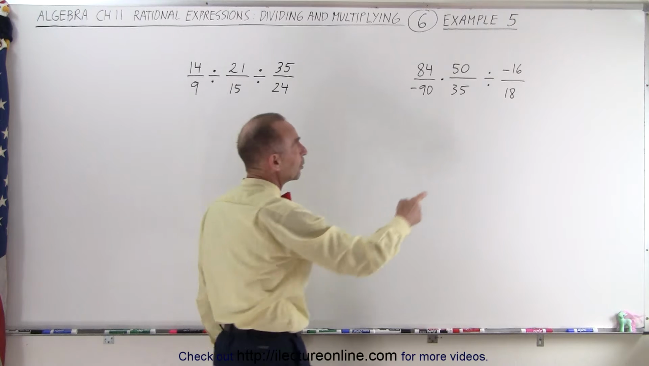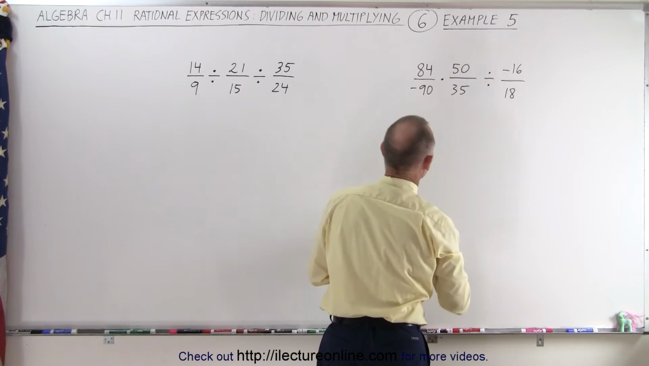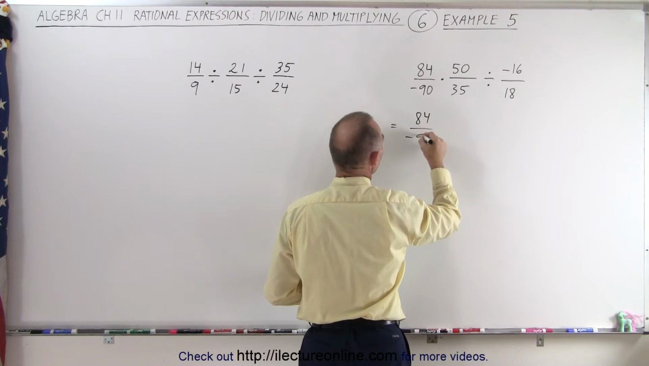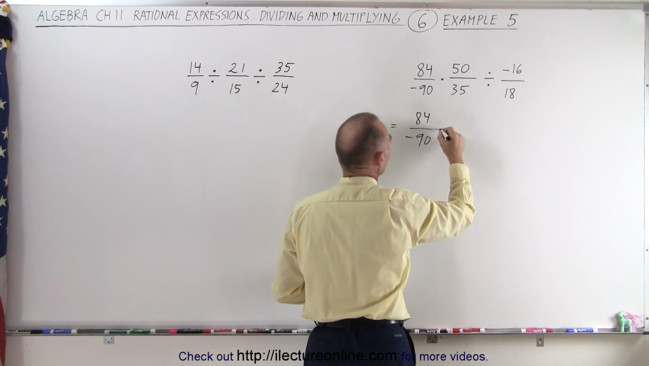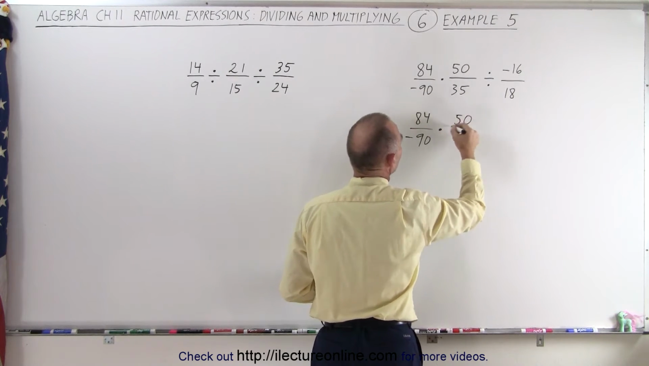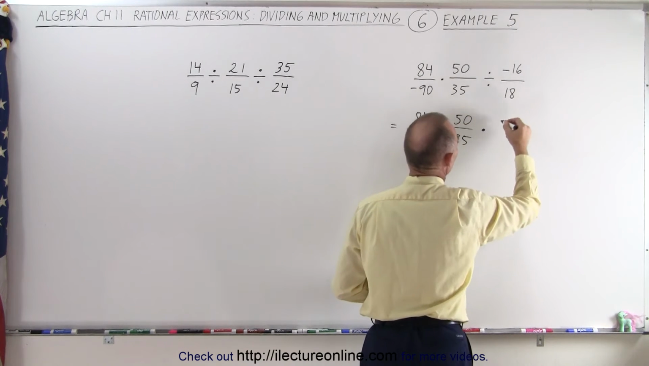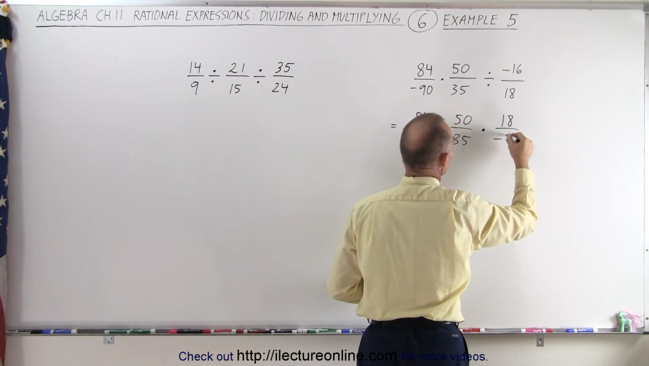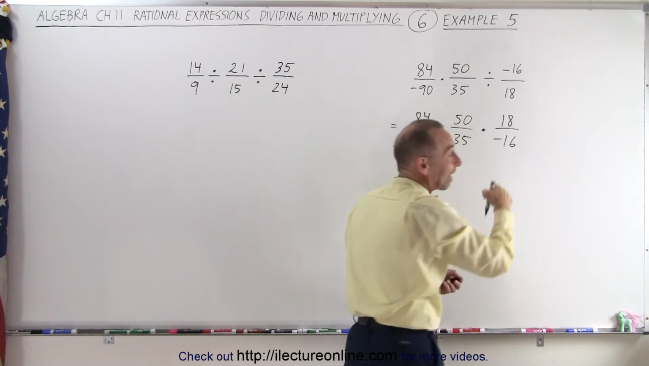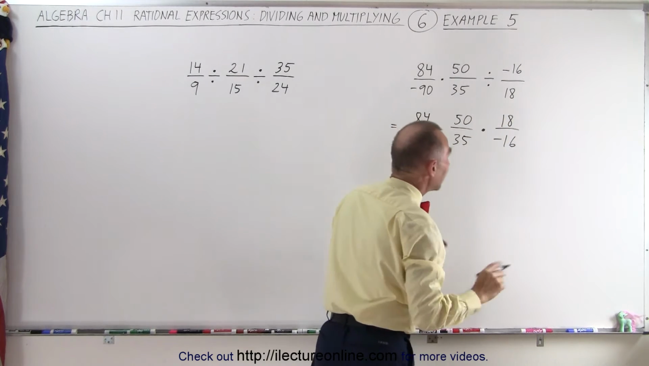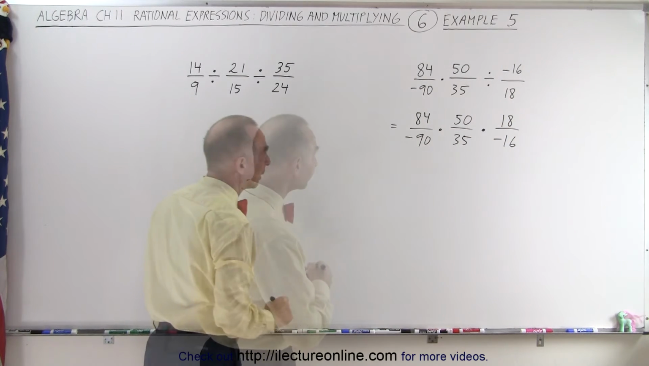So the first thing we want to do here is simply make that into multiplication. So this can be written as 84 over minus 90. Notice we'll leave everything else alone. We don't change anything. 50 divided by 35 and multiply times the inverse of that, which is 18 over negative 16. Now notice this negative sign can be put in front of the division symbol or in front of the 18. It doesn't make any difference.